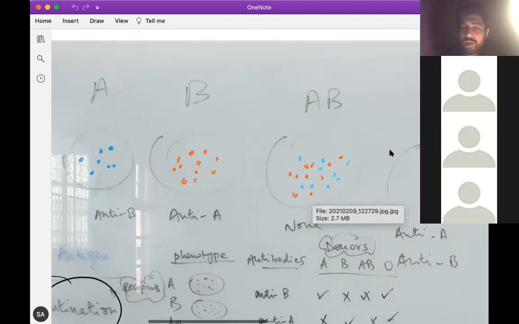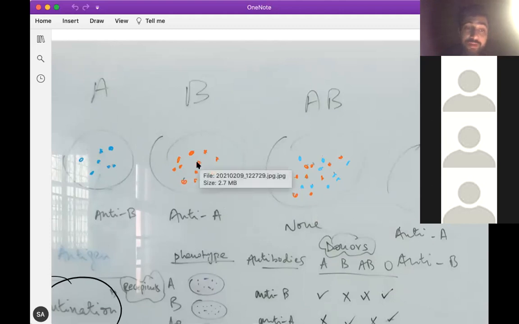When you talk about blood group O, it does not have any antigen on its surface, but it has both antibodies, A and B. So these antibodies are going to attack the antigens on B and the antigens on A if they donate to O. Similarly, if AB donates to O, these antibodies are going to attack them, because O has antibodies for both of them.